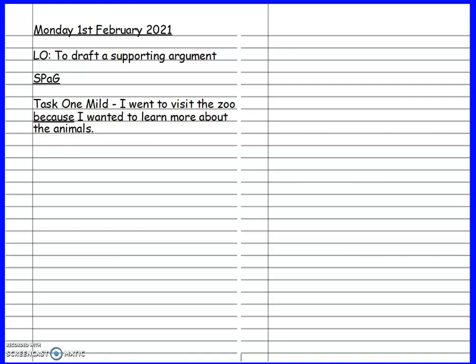Okay, so your book should look like this now. You should have your first task written in, and mild, spicy or hot, depending which one you have done, and see if you can underline the conjunction in the sentence.